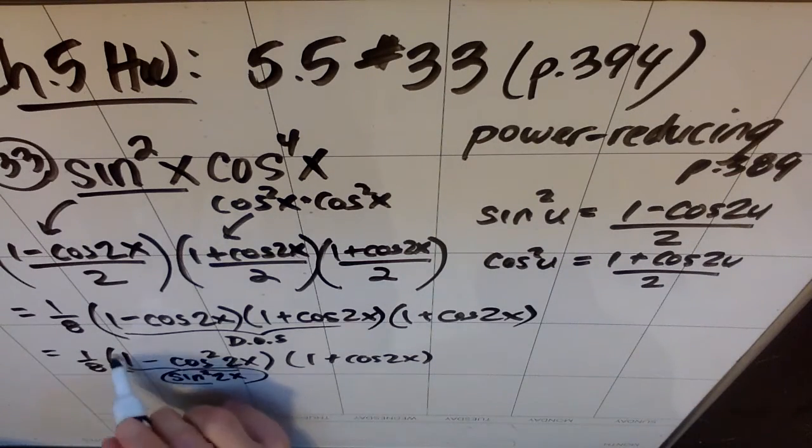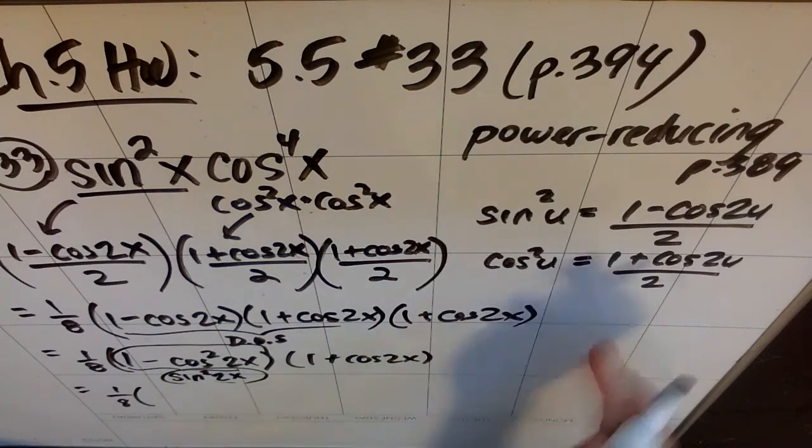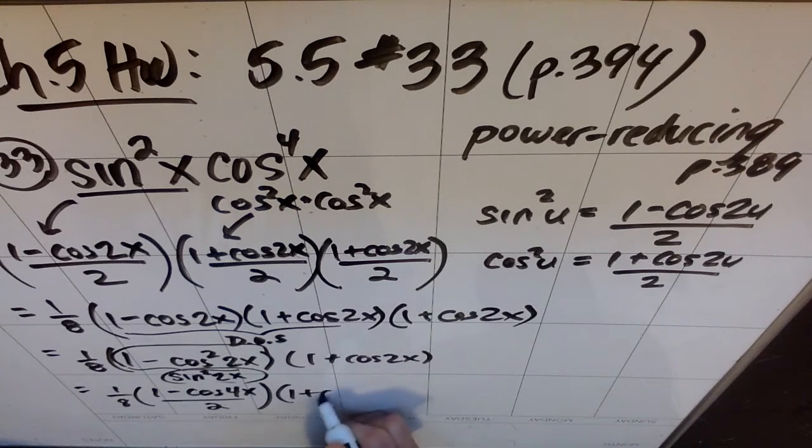So this whole thing is the same as a sine squared, right? So I'm going to get that this is a 1/8, right? And then instead of this sine squared of 2x, which is 1 minus cosine squared of 2x, could be changed into that. I'm going to use 1 minus cosine of, well, now my u is a 2x, so this is going to be a 4x all over 2, right, times this 1 plus cosine of 2x, right?